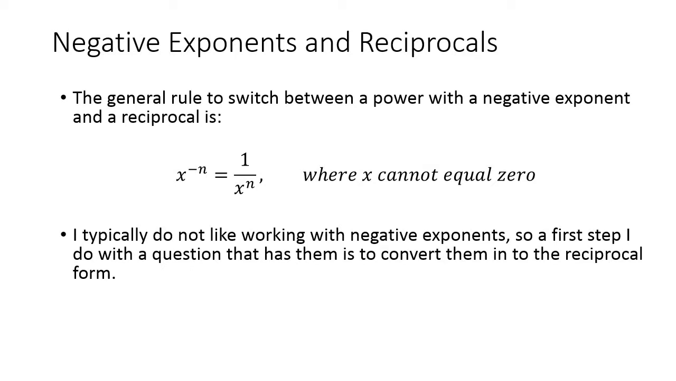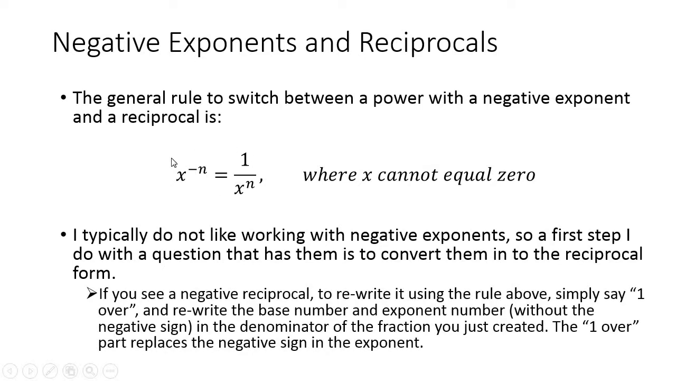I typically don't like working with negative exponents in a question, so a first step I do with a question that has them is to convert them into the reciprocal form. So I like this form when I'm dealing with these kinds of negative exponents, and that will enable you to do canceling and use other exponent laws to simplify.